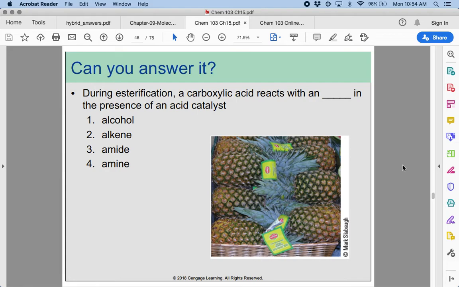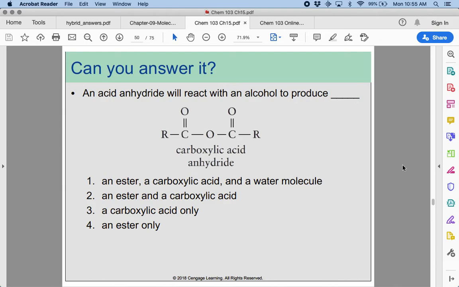During esterification, or the process of making an ester, a carboxylic acid reacts with blank in the presence of a catalyst. Can you answer this? It would react with an alcohol. We would get an ester and a carboxylic acid out of this.